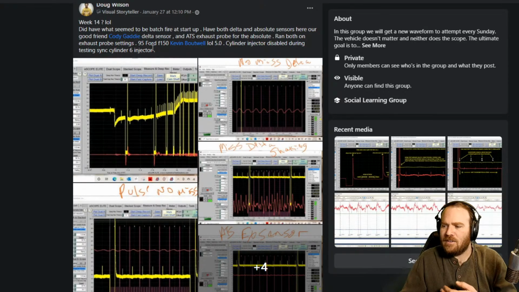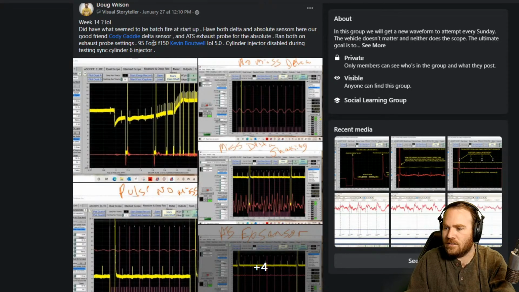So he said, seemed to have a batch fire on startup. He has both the delta and the absolute sensor. The delta sensor is from Cody Gaddy, and the ATS exhaust probe for the absolute. Ran both on the exhaust probe setting. 95 Ford F-150.